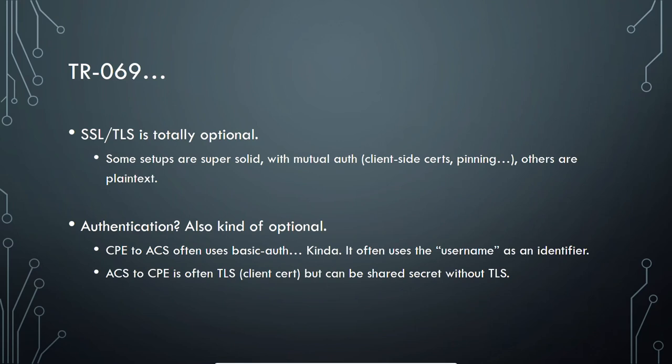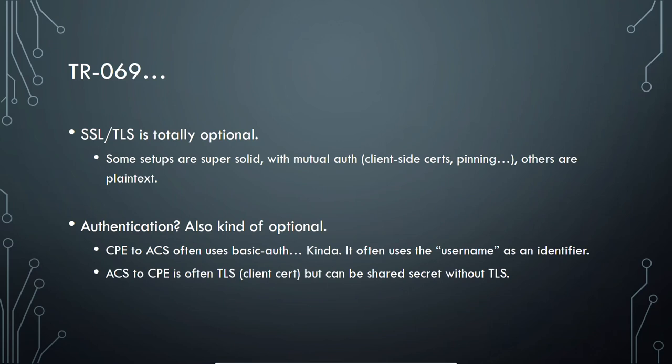So in 069, SSL and TLS are optional. You've got some setups that are just clear text. You've got some with wonderful mutual auth and client-side certs and cert pinning, which is all pretty cool. It really varies, depending on how it was set up. The authentication is also optional. CPE to ACS will tend to use basic auth, but it doesn't actually use it for auth. Quite often, the password is shared across all users, and the usernames use an identifier for the device.